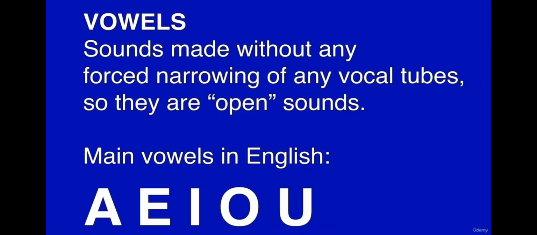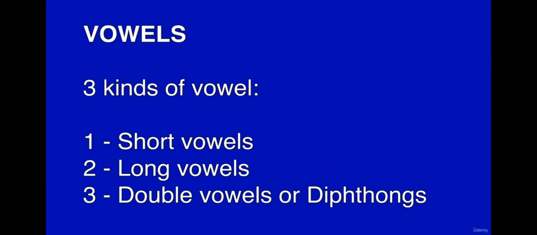Now, English is not a language that is phonetic. In other words, if you look at the order of letters, it doesn't always tell you the correct way to pronounce them. That's in fact often a problem for people who don't have English as their first language. Vowels are defined as the sounds made without any forced narrowing of any of the vocal tubes, so they're considered open sounds. Now, what's more, there are three kinds of vowels. There are short vowels, long vowels, and there are double vowels, or another name for them is diphthong.